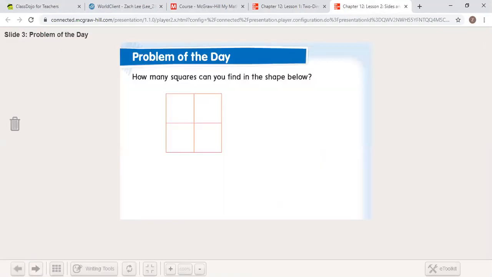Okay, let's look at our problem of the day. How many squares can you find in the shape below? Go ahead, take a few seconds, look at this square, and see how many squares you can find.